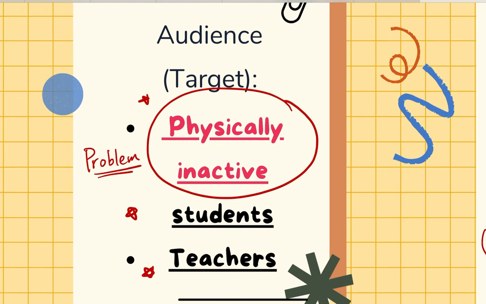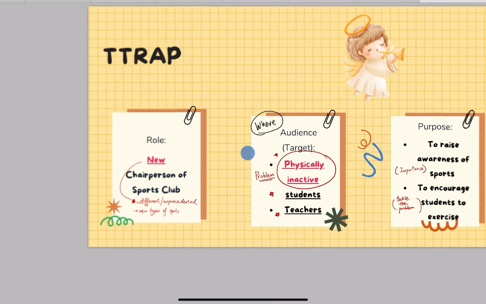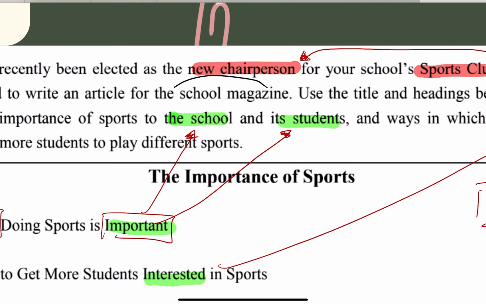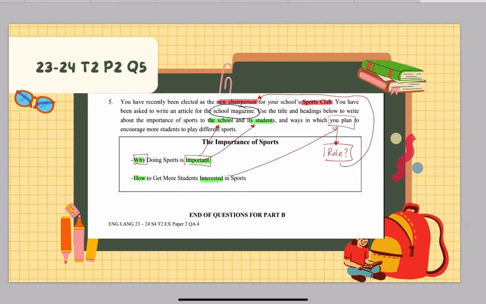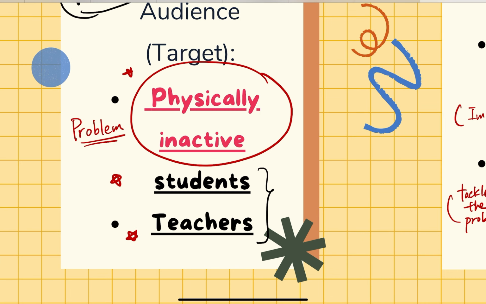Secondly is the audience. So usually when we talk about audience, we don't just think about who we are writing to, who is reading. Most importantly is you have to think about where are we posting the article. So since we are posting the article in the school magazines, most likely the target we will be focusing on are students and teachers. However, since the topic is on importance of sports, we also want to focus on a particular problem, which is physical inactivity.